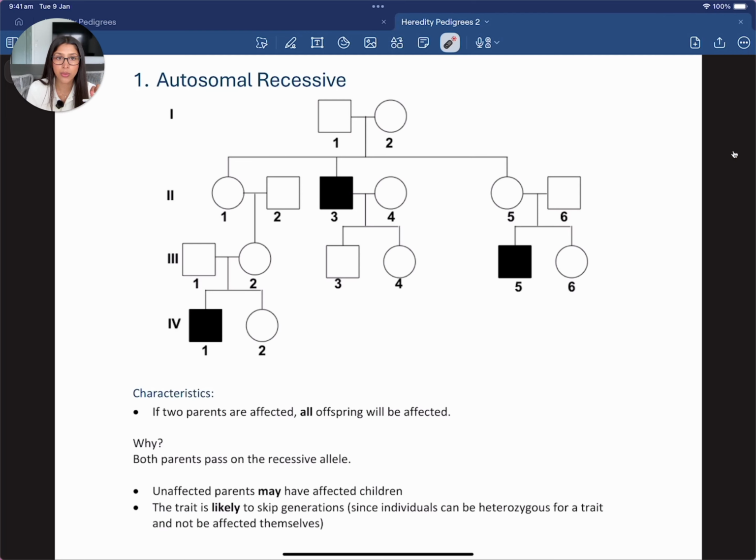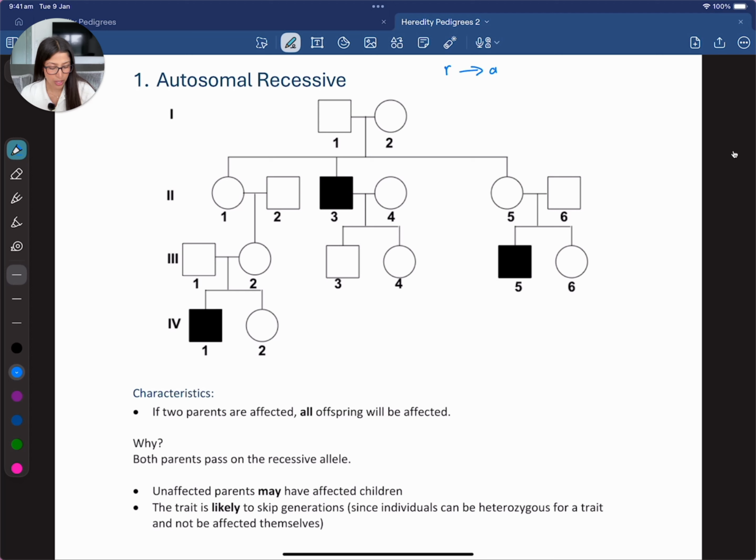So if a trait is autosomal recessive, let's say I'm using the letter little r, that means that this little r is going to denote a certain disease or suggest that the individual is affected. Now remember, an individual's genotype is composed of 2 alleles, one that you inherit from each parent. So in this case, if someone had little r little r, they would be affected. If someone had capital R, little r, or capital R capital R, then these two genotypes would be unaffected.